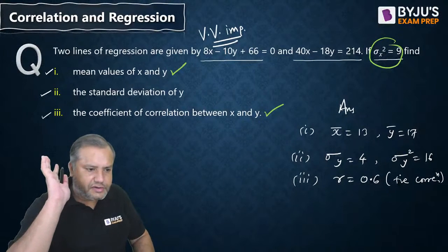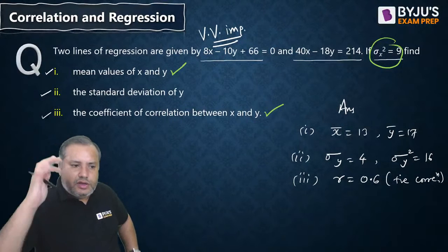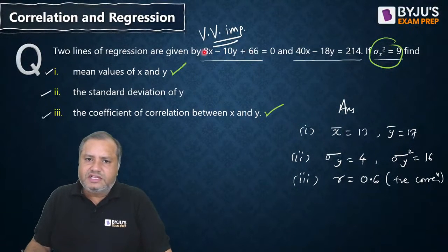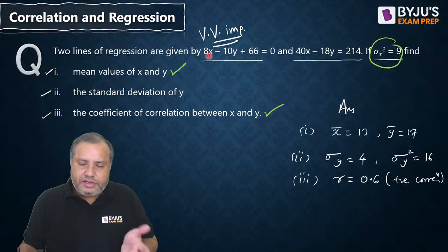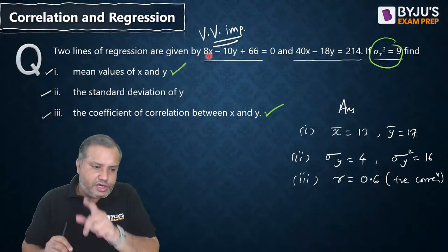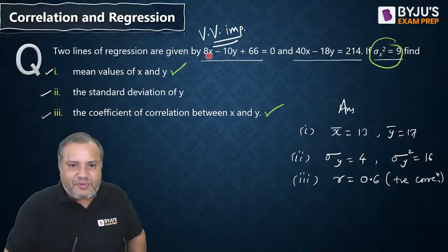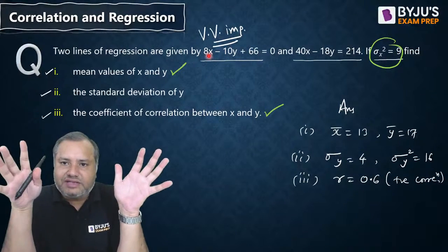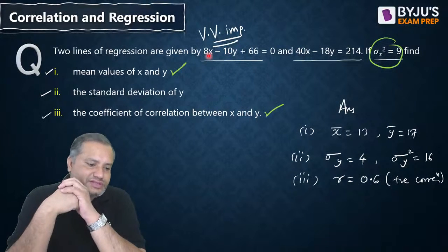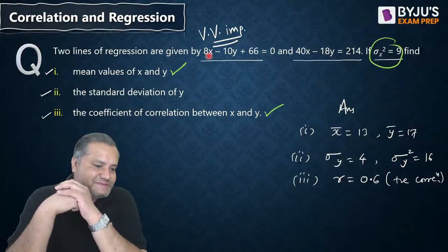Now concentrate. We don't know whether this line is y on x or x on y. If by mistake you had assumed the reverse, do you want to see that analysis also? Do you want to see what happens when we assume the reverse?